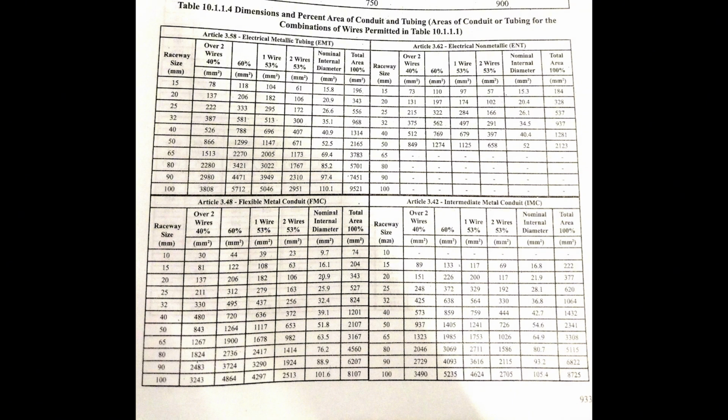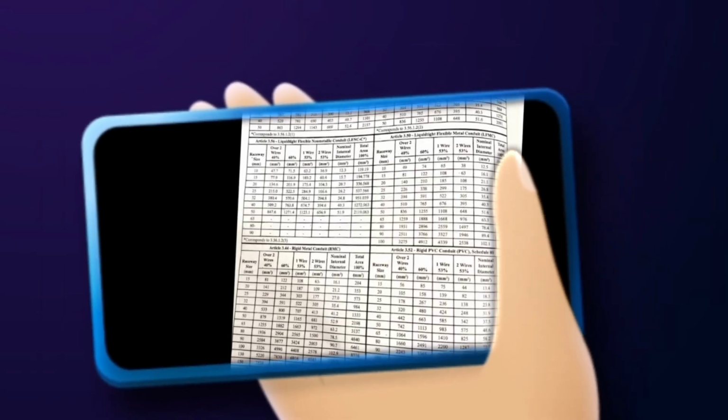This table is based on strict code limits for the cross-sectional area of the wires, 40% fill for over 2 wires. Slide 10. These tables are from the electrical code and show how much space wires can take up in a pipe or conduit. Purpose: to prevent overheating and damage by limiting the amount of area the wires fill.